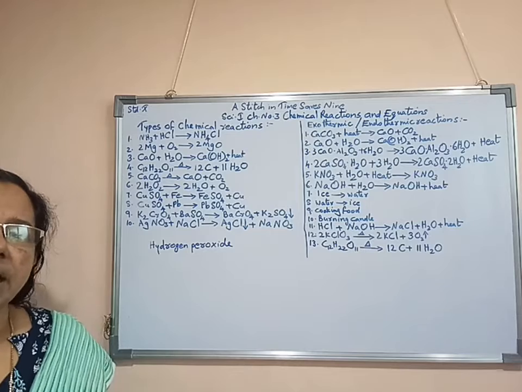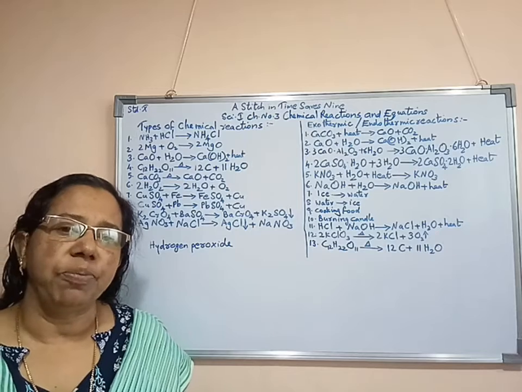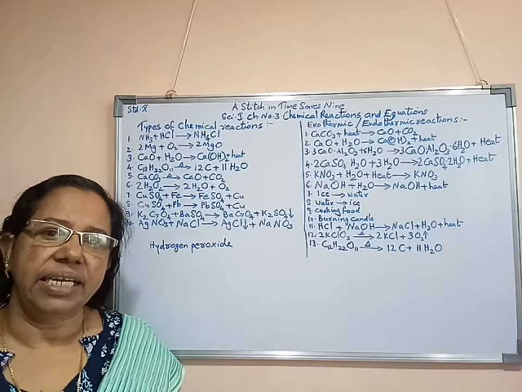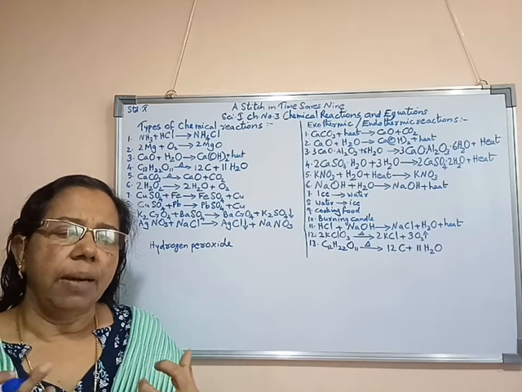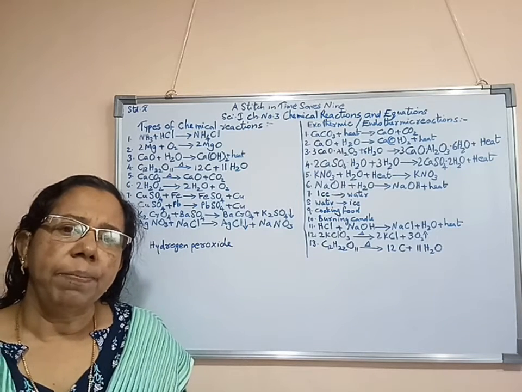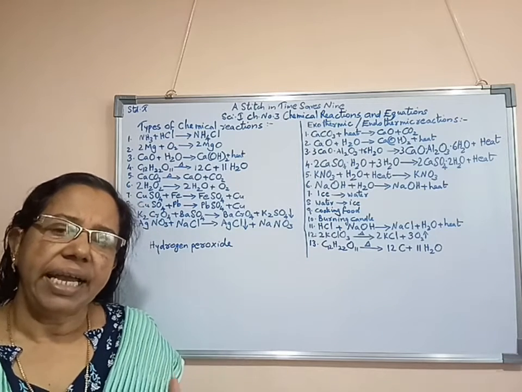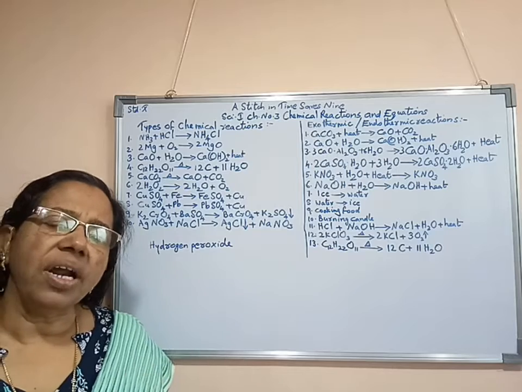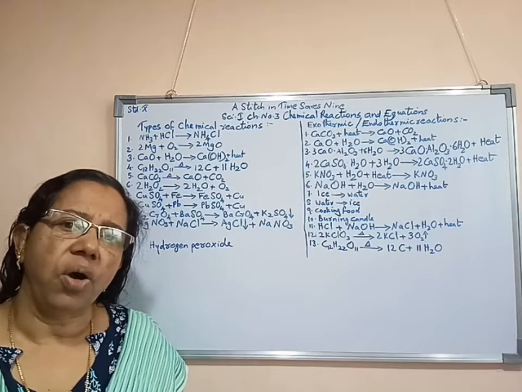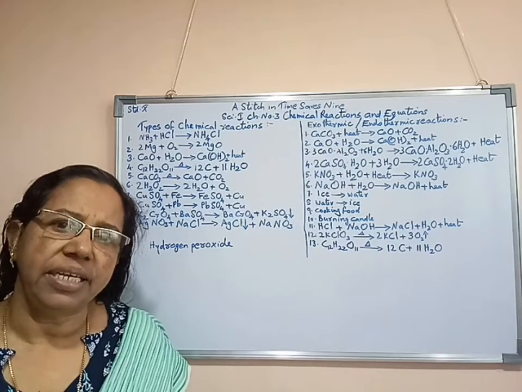Now we will study the other reaction, that is displacement reaction. What is meant by displacement reaction? Displacement reaction is a reaction in which the place of the ion of a less reactive element in a compound is taken by another, more reactive element by formation of its own ions. That is known as displacement reaction.